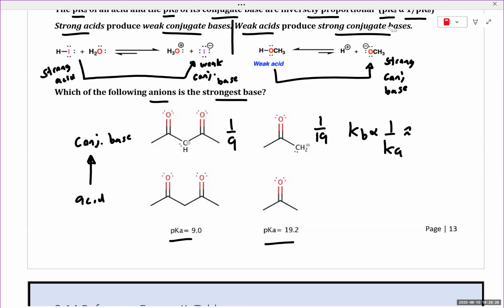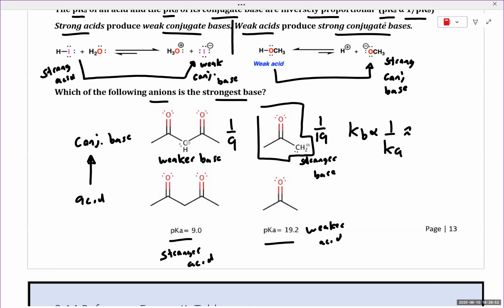Okay, so as we can see here, this compound, which has a pKa of 9, is the stronger acid, which in turn means this is the weaker base. The weaker acid produces the stronger base. So as you can see, this would be the strongest base. So in order to identify the strongest base, if you know the parent acid, you look at the pKa: the strongest parent acid makes the weakest conjugate base. The weakest parent acid makes the strongest conjugate base.